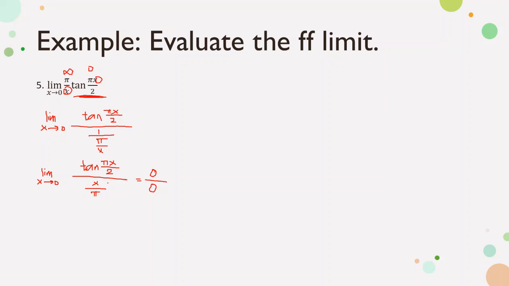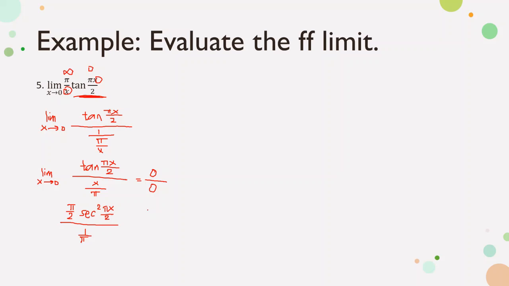Now for the L'Hopital's rule, again, we have to differentiate the numerator separately from the denominator. So the derivative of tan is secant squared. So that's secant squared of pi x over 2 times the derivative of pi x over 2, which is pi over 2. So let's just write that here in the front. And we have to differentiate also the denominator. So the derivative of x over pi is just equal to 1 over pi.